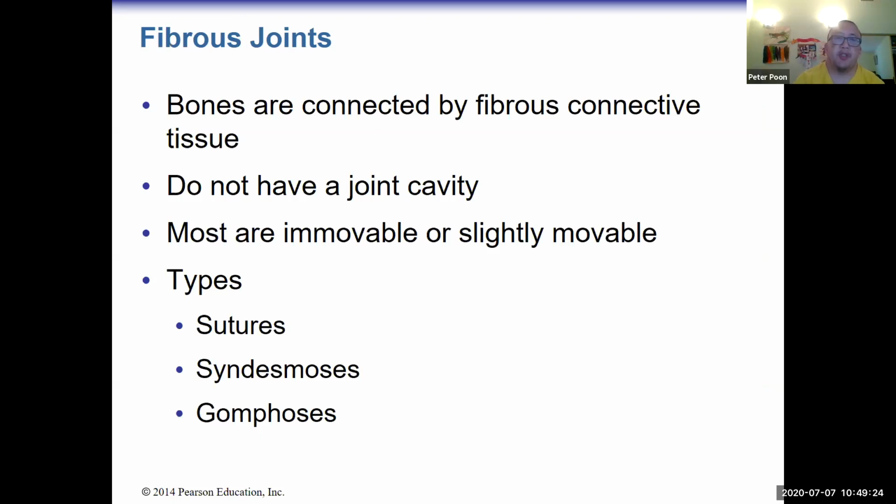Okay, fibrous joints. Fibrous joints are bone, fiber, bone. So bone connected by fibrous connective tissue. Because there's a fiber that directly connects bone A to bone B, there is no cavity, there's no space. And because there's a fiber, most of them are only completely immovable or only slightly movable. So the types of fibrous joints are sutures, which we already talked about, syndesmosis and gomphosis.